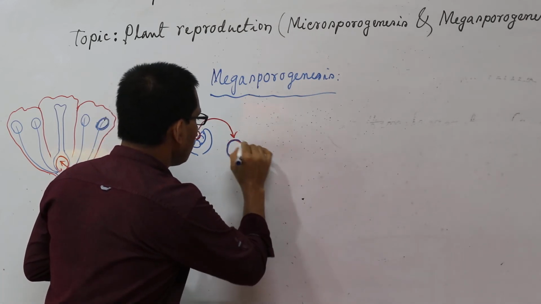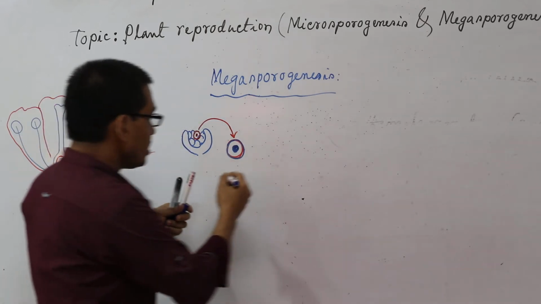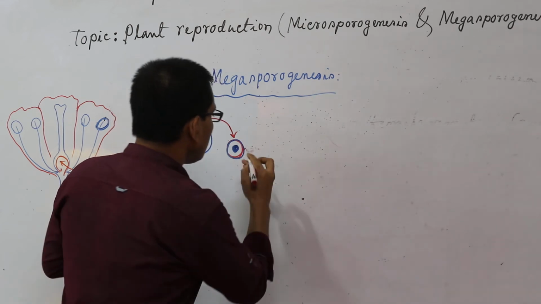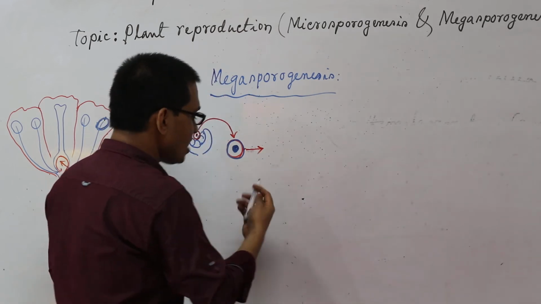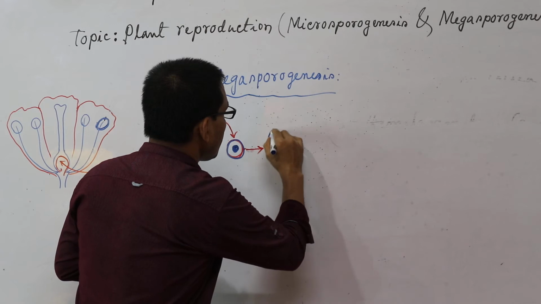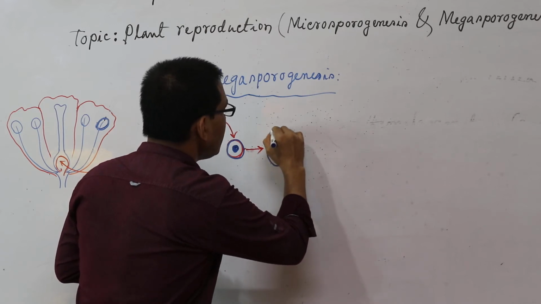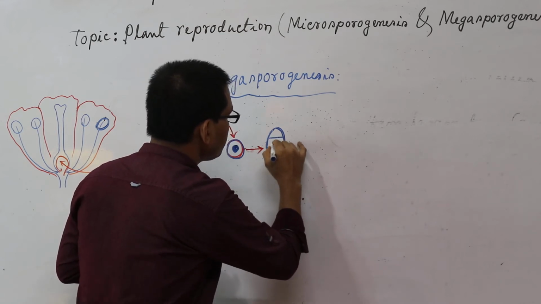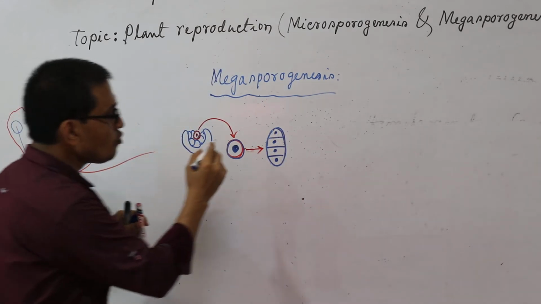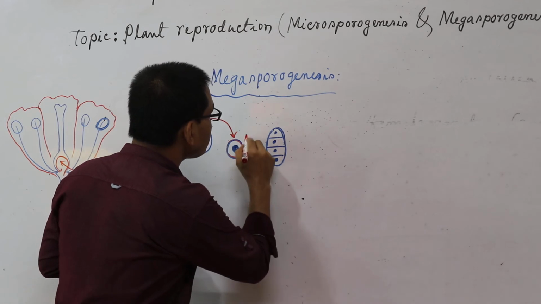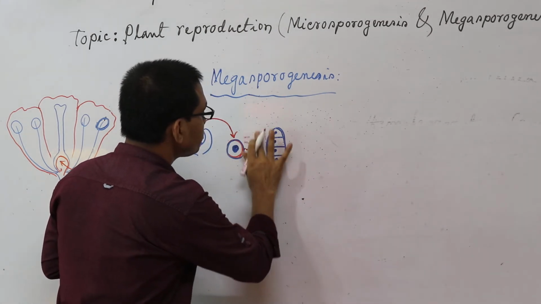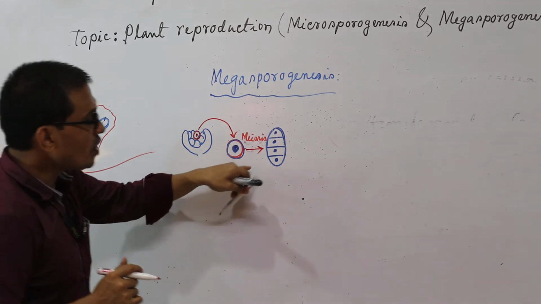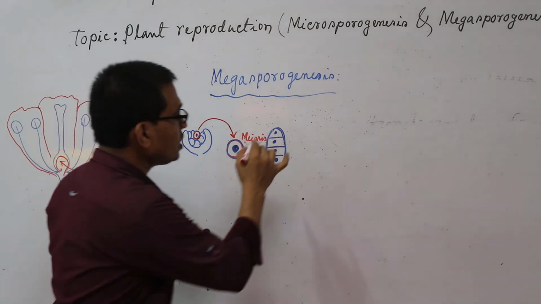This cell gets larger and it basically divides to form 4 cells by the process of meiosis.